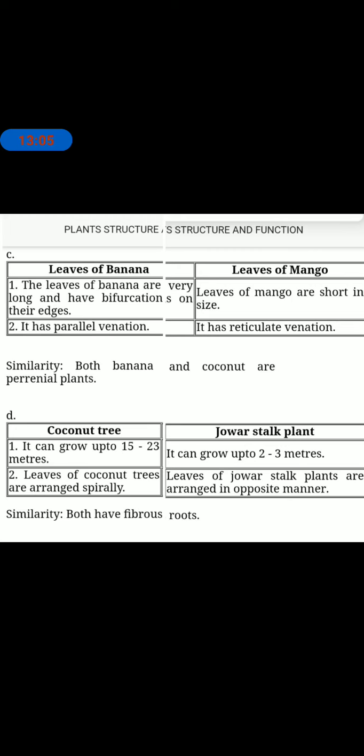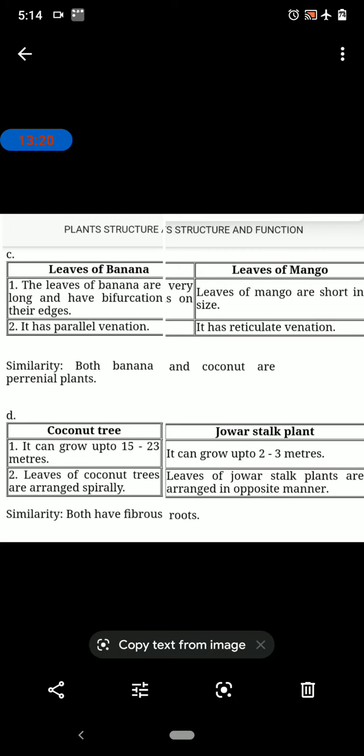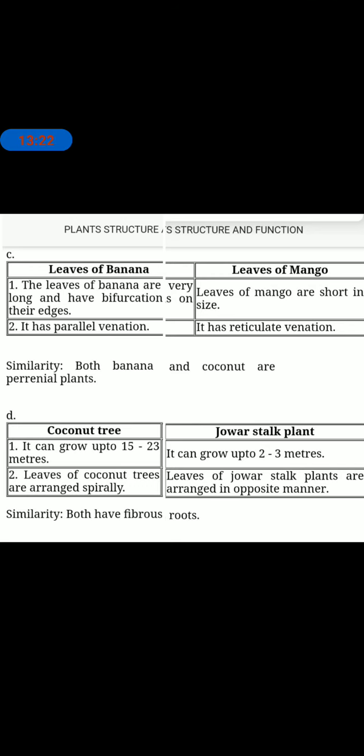Whereas the leaves of mango are short in size. Banana leaves are very large as compared to mango, and have bifurcations on their edges, that is, divided into two parts at their edges. Banana has parallel venation, whereas mango has reticulate venation.